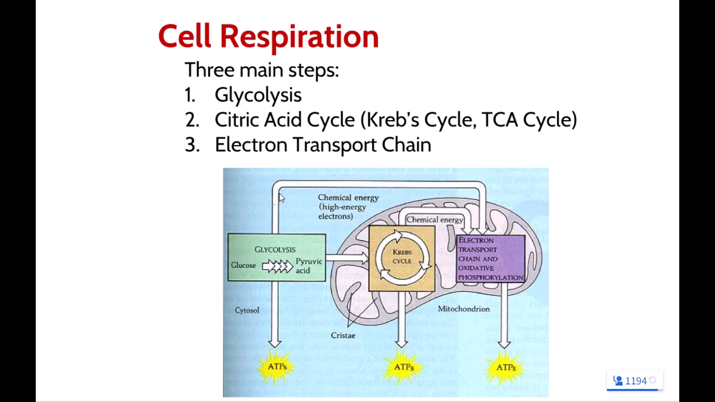And when we look at the mitochondria in our diagram, both the Krebs cycle, both the citric acid cycle and the electron transport chain in the mitochondria are pumping out lots of ATP.